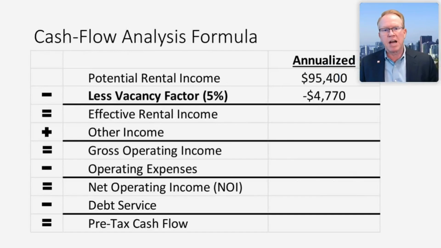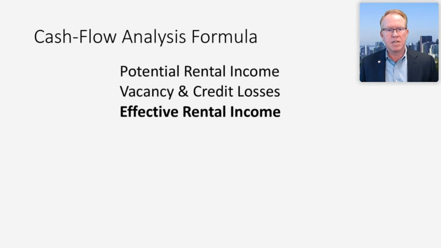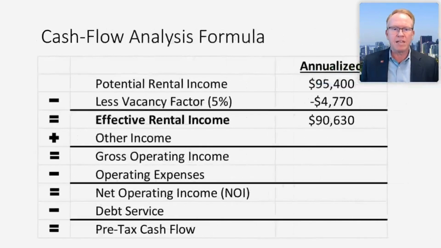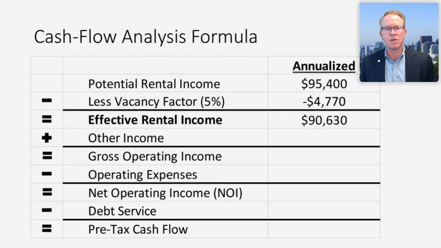So we take 5% of that annualized potential rental income of $95,400. And so your vacancy factor in this situation is $4,770. And that gives us what they call our effective rental income. Our effective rental income is nothing more than the potential rental income. You back out of there that vacancy factor, and then you come up with your effective rental income.